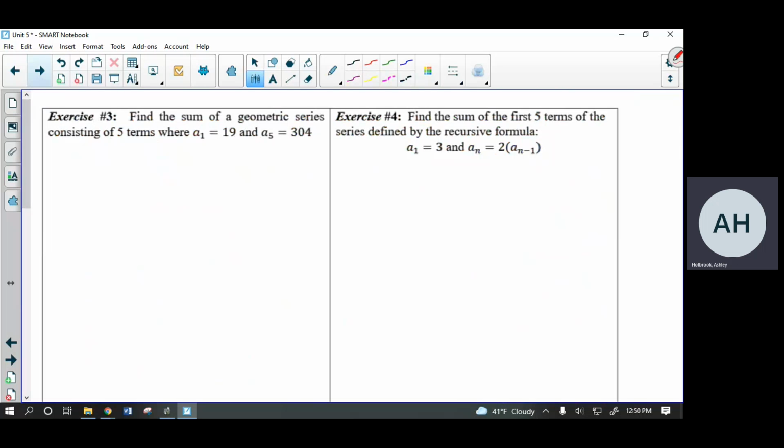All right, number 3 also does not give me all of the information. But when I read it carefully, find the sum of a geometric series. Those are my keywords that tell me I have to use this formula.